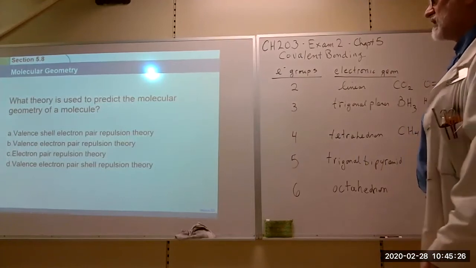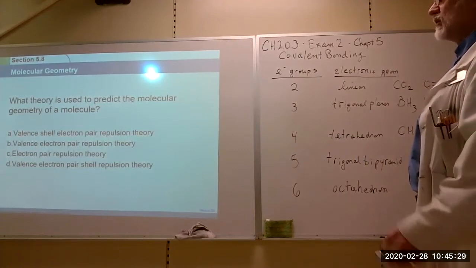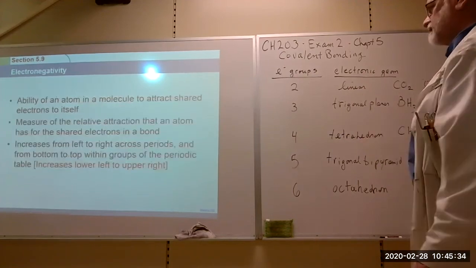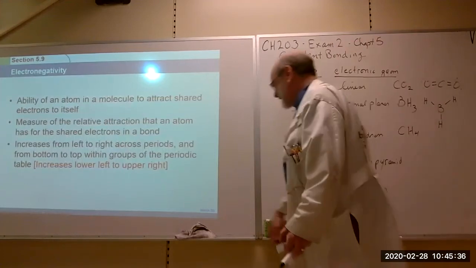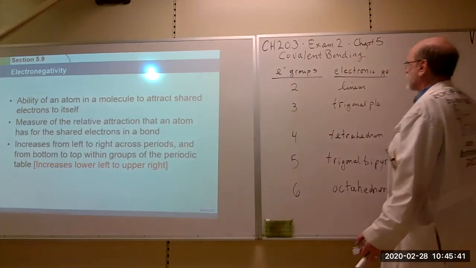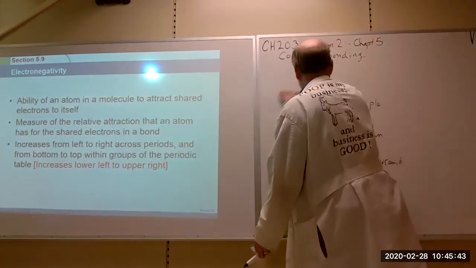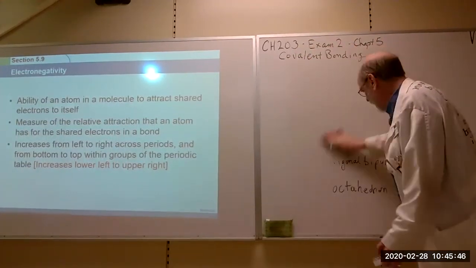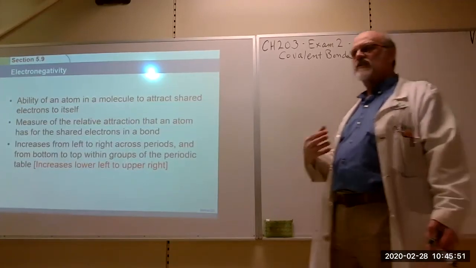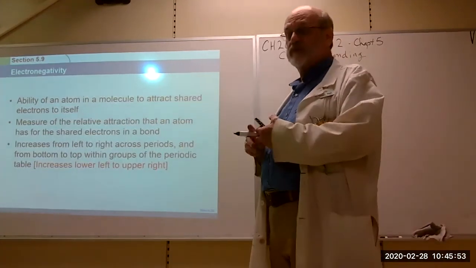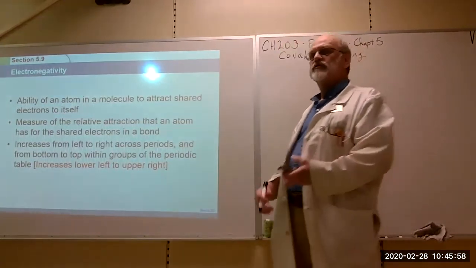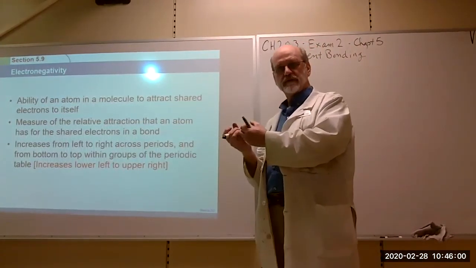Which theory predicts the molecular geometry of a molecule? The VSEPR. Okay, electronegativity. I've been alluding to electronegativity up to this point by calling it an attraction by the atom for electrons. And that's what we mean by electronegativity. The more electronegative an atom is, the stronger it pulls on electrons around it.